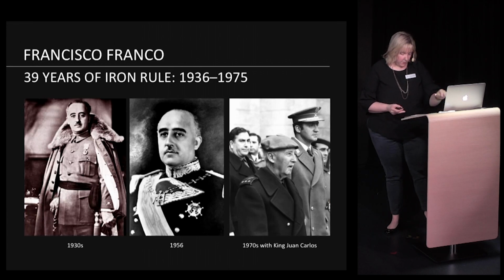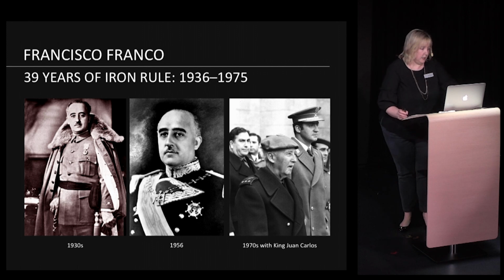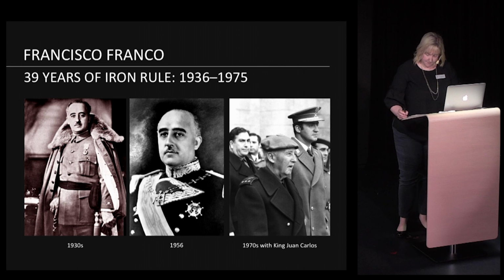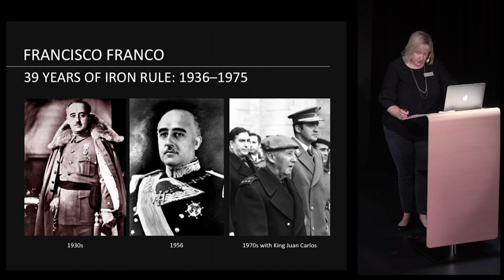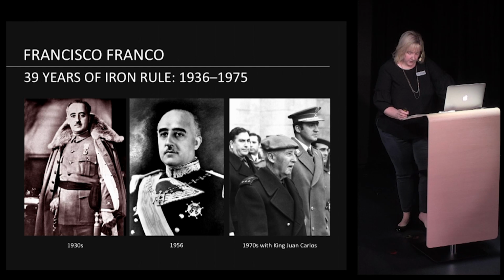And of course, Franco played a huge role during this time. He was born into a military family, and he rose through the ranks and became a general at the very young age of 33. He had led the uprisings in 1936 against the Republicans, and he was declared head of the nationalists with the support of Germany and Italy. So after three years of really bloody fighting, the Republicans surrendered, and Franco began his dictatorship that lasted until his death in 1975.